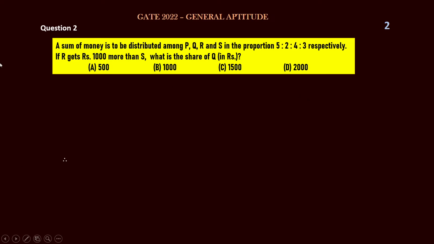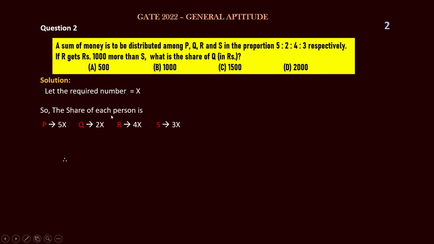So they have given the proportion as 5 is to 2 is to 4 is to 3 for the four persons P, Q, R and S. Let me write the given values. Let me take the required number as x. With the usage of the required number, by considering the ratio, we can take the share of P as 5x, Q as 2x, R as 4x, and the share of S is 3x.